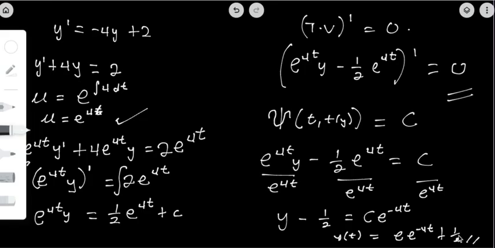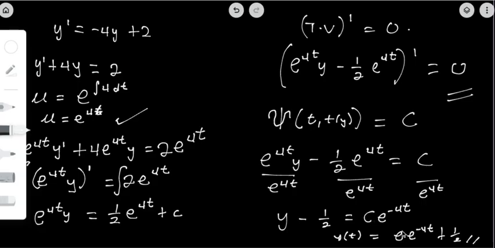Was it an initial value problem? Okay, this one is not an initial value problem. They didn't give us any initial value, so that's the final answer.